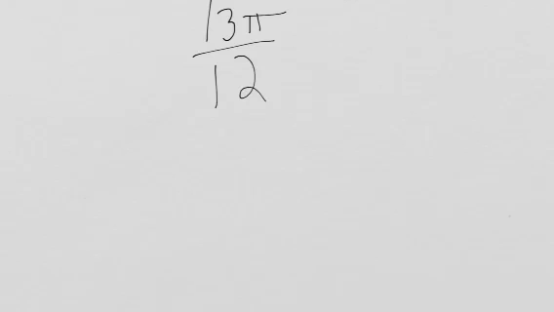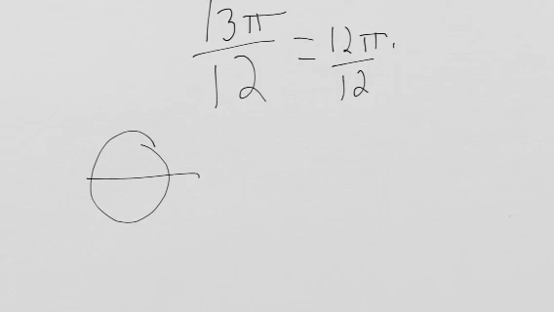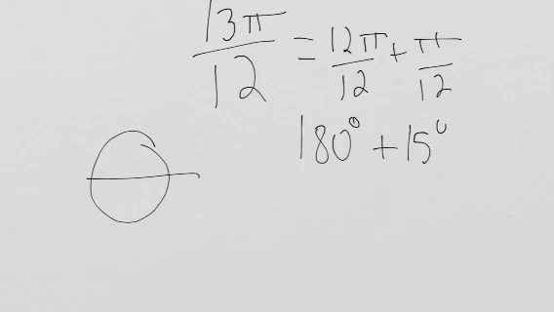Okay, 13 pi over 12. Again, going around once gets us to 12 pi over 12. So that's just 180 degrees, 12 pi over 12, plus pi over 12. So we have 180 degrees plus pi over 12, which is 180 divided by 12, which is going to be 15. That's a little bit harder to do, but if you write out that division, you should be able to do it without a calculator. 180 divided by 12 is 15, so this combines to 195 degrees.